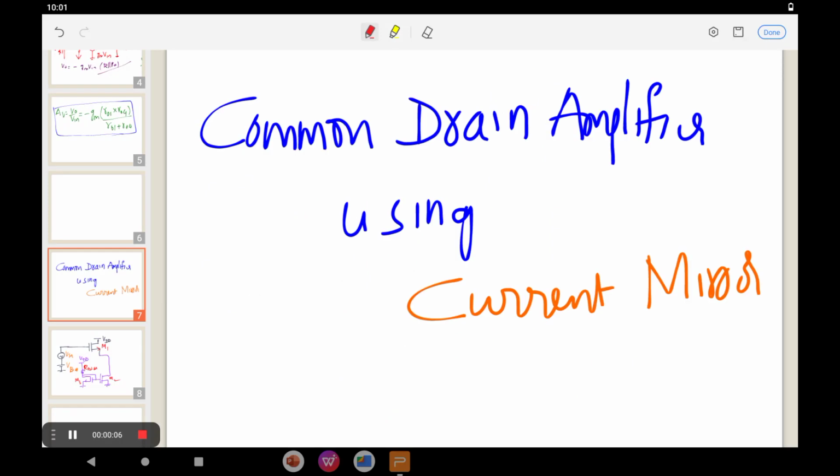In this video, we are going to discuss the current mirror circuit used in the common drain amplifier. Generally, common drain means that the drain terminal is common for both input and output side. So for that purpose, how can we use the current mirror circuit in this configuration? Okay, so let us see here.